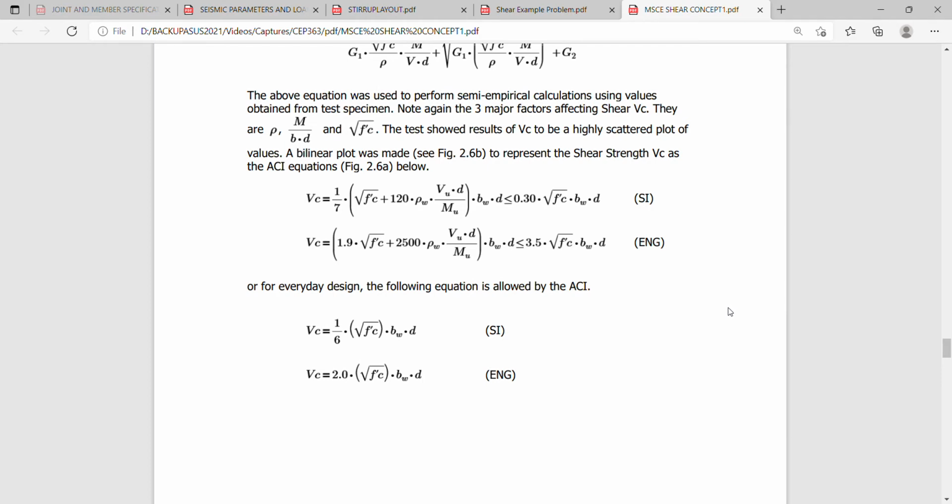Okay guys, so this is a continuation of our lecture on shear design concepts, and I would like to make some valuable points on the use of the equations we have derived in shear.